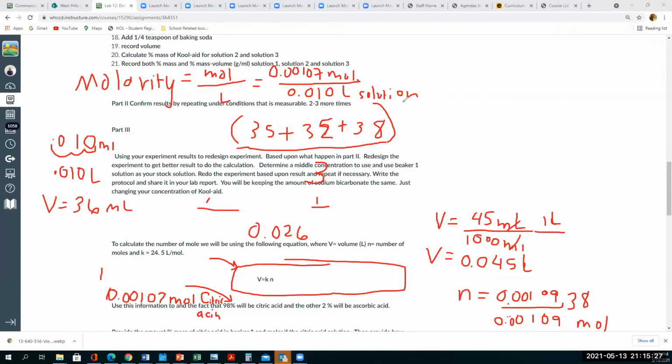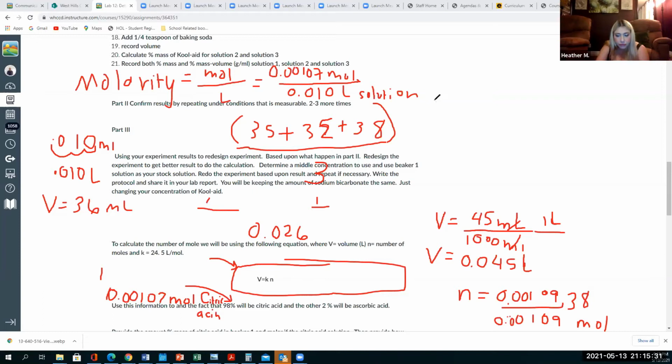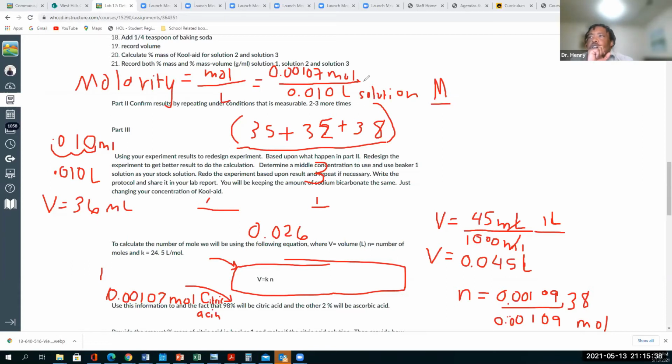What's the unit for molarity? Molarity is just a capital M, and usually we put a line underneath it, or you can just call it moles over liters. Dr. Henry, how did you get the N again? This equation down here.